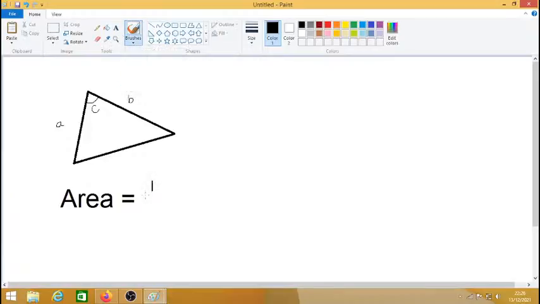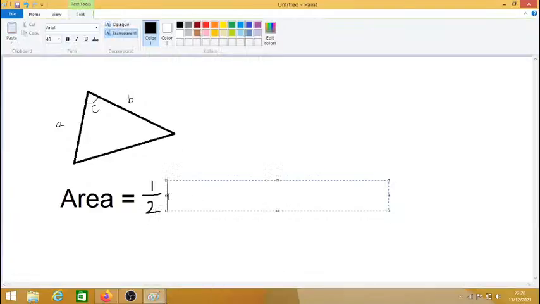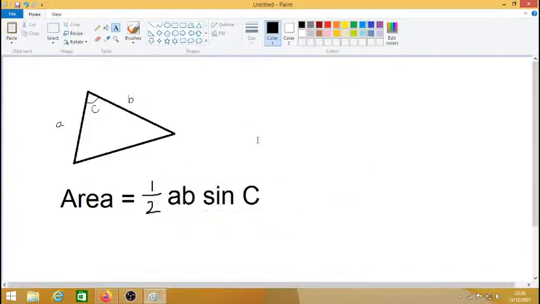And this is a really good formula because the triangle can be any kind of triangle. With the half base times height formula, that's restricted to right angle triangles. But this one would work with any triangle. Half AB sine C. And you can have the angle here in degrees or radians as long as your calculator is in the right mode.